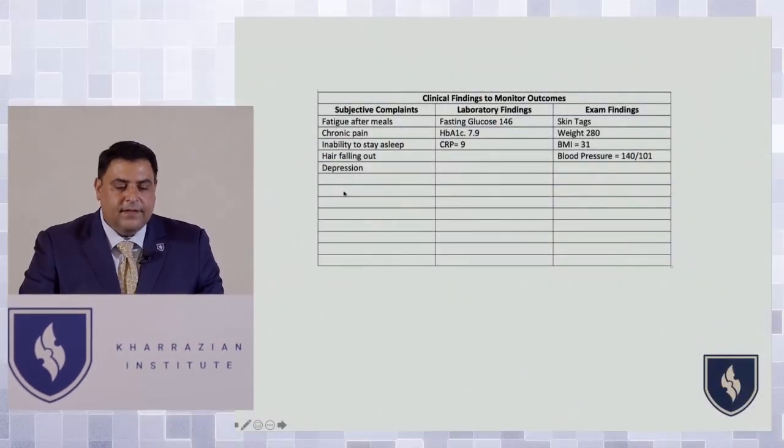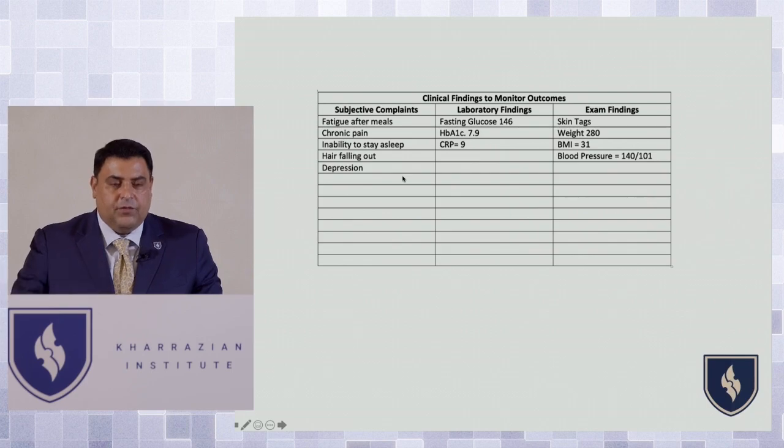So when you're done, you can make a list. Here's an example. Here are your main symptoms, here's your abnormal lab work, here are the exam findings. So maybe fatigue after meals, chronic pain, inability to stay asleep, hair falling out, depression, fasting glucose is 146, HbA1c 7.9, CRP is 9, and then skin tags, weight's 220, BMI is high, blood pressure is high. And then everything you do is compared against this for this patient. So your baseline, and then over time. So those are the key things to do when you evaluate a patient with dysglycemia.